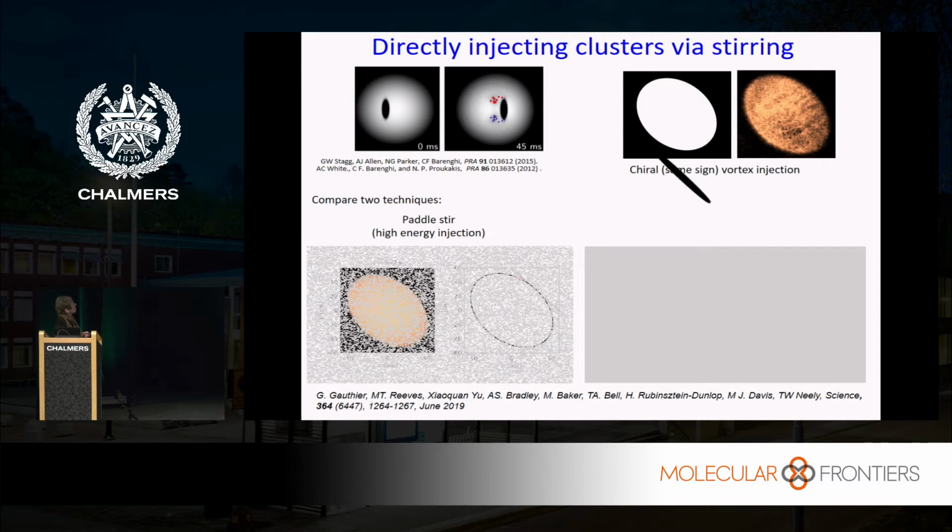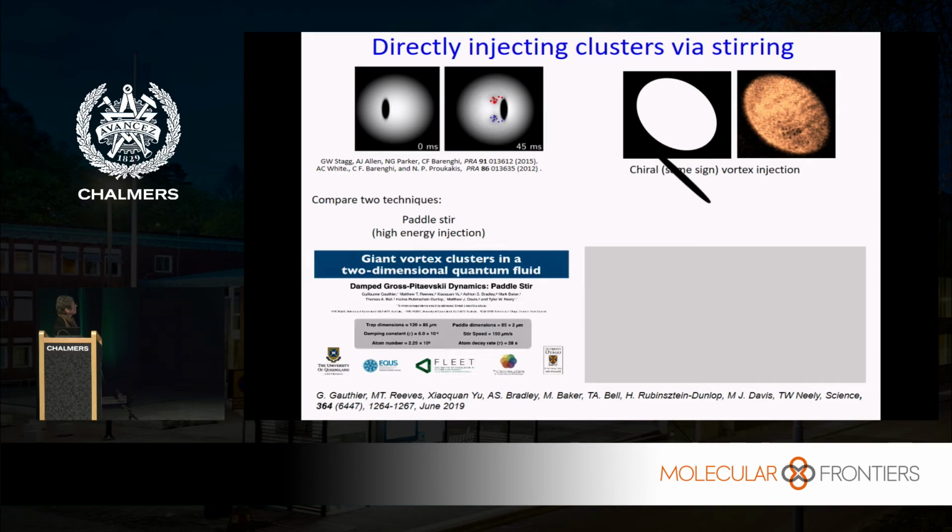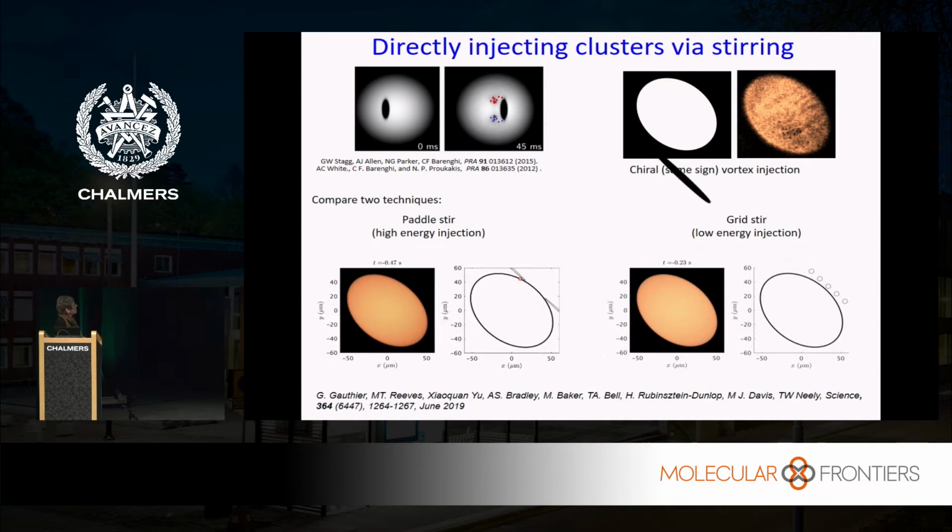Now I can compare two techniques. I, first of all, can take this paddle steering in high energy injection. And, okay, here we go. High energy injection. And you can see that the large vortices are being formed. So the red one is a plus vortex, and the blue one is a minus vortex. So they are circulating in opposite directions, and then maintain in time. So we are running the time here.